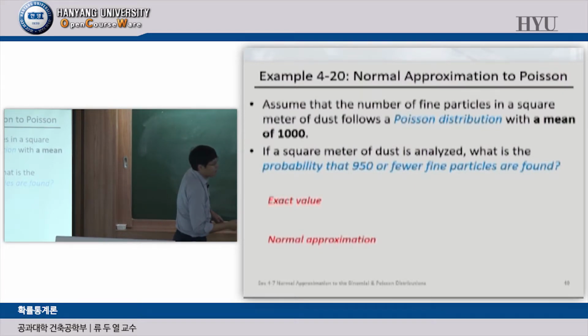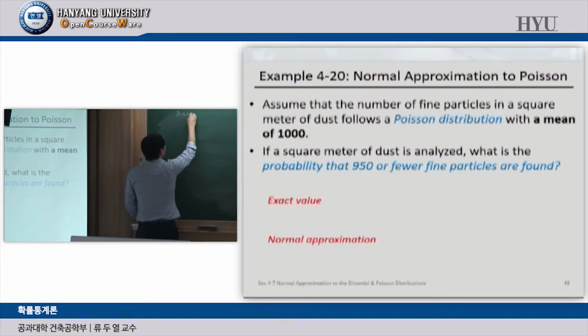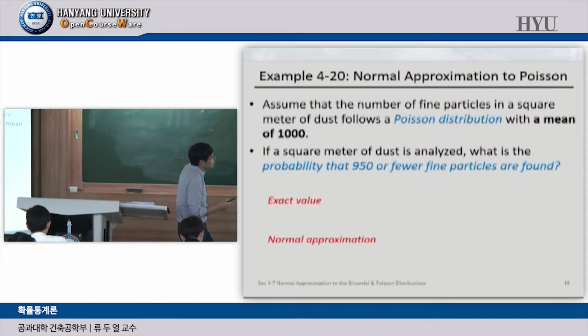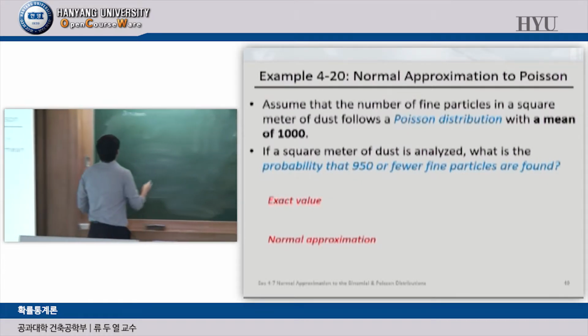In that case, the mean is 1,000, right? So the lambda is equal to 1,000, okay? So in this case, the number of fine particles is quite large, right? Because the mean value is 1,000. So we can use the Poisson distribution instead of the binomial distribution, right? So in this case, lambda is 1,000.